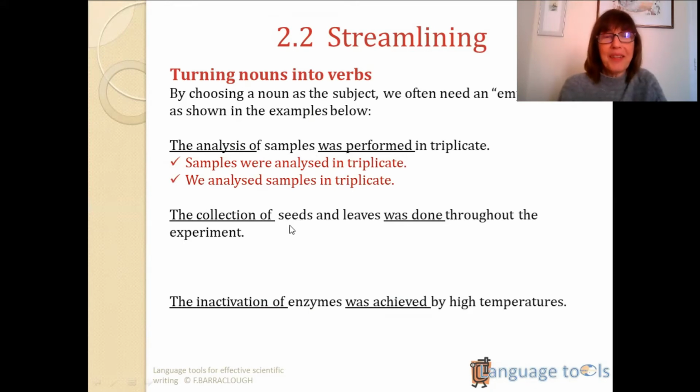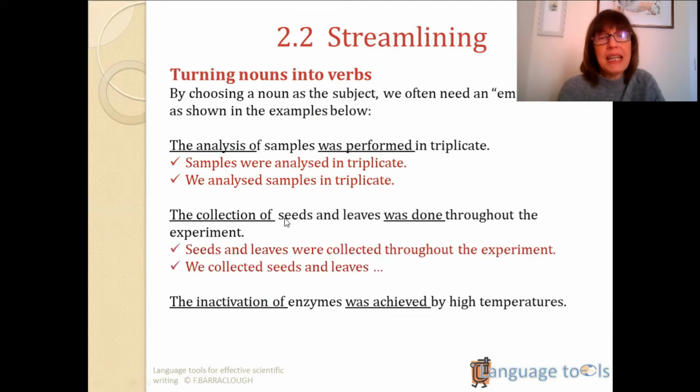Another example: the collection of seeds and leaves was done throughout the experiment. So let's change the focus. Seeds and leaves were collected throughout the experiment, or we collected seeds and leaves throughout the experiment. The inactivation of enzymes was achieved by high temperatures. Enzymes were inactivated by high temperatures. Okay?